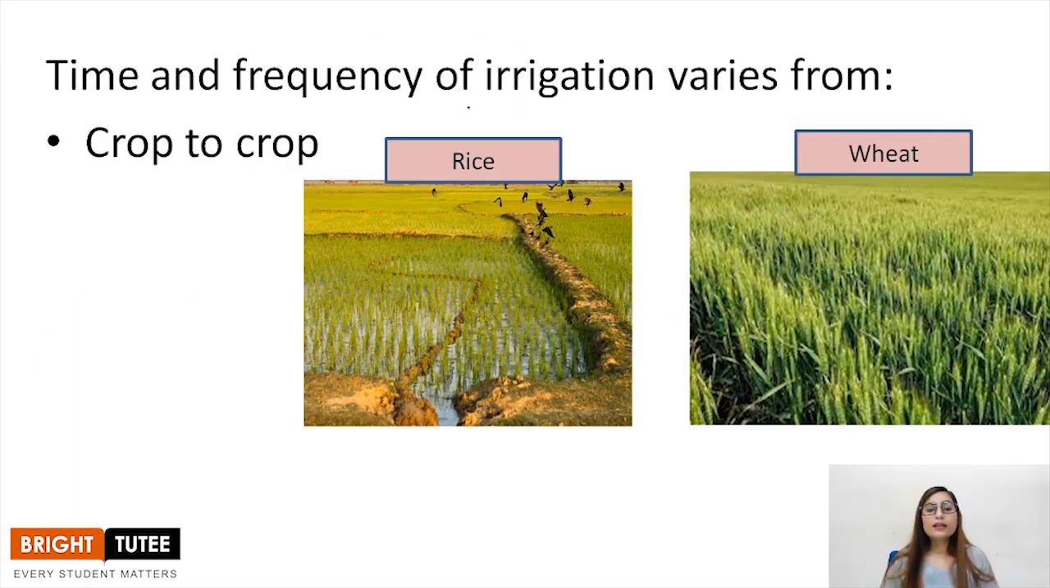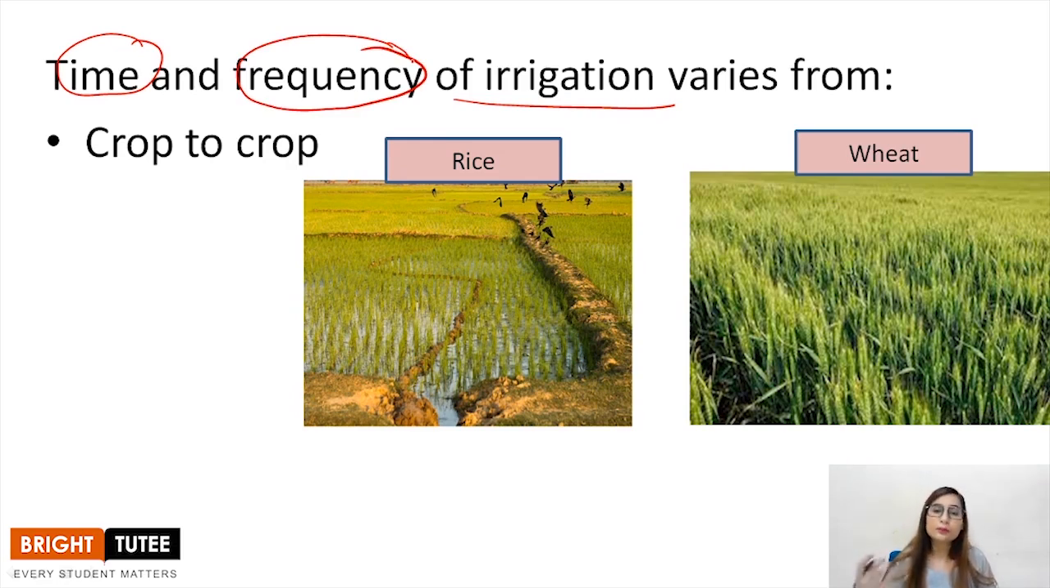Now, time and frequency of irrigation. As I just told you, plants have to be watered at certain intervals. Time means that if you have watered today morning, would you water them again in the morning or in the evening? That is the time. And frequency means twice a day, thrice a day, that is frequency.